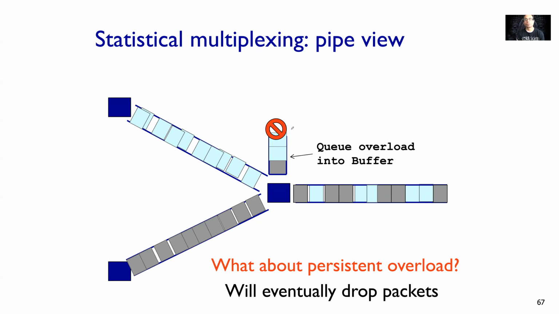Just to give you a peek ahead, TCP uses a mechanism called congestion control, where it tries to detect if such situations do occur, and if they do occur, it will throttle the sending rate.